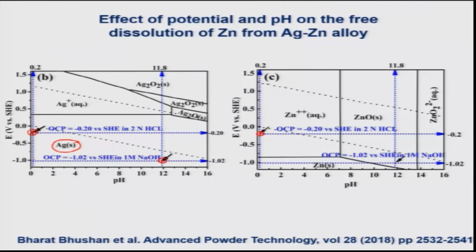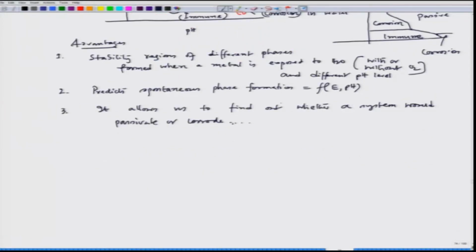definitely corrode. But when I go to this point where silver is not corroding as well as it is maintaining immunity, when I look at this point in case of the zinc Pourbaix diagram, it is in the zinc oxide region. So, if it is in the zinc oxide region, then of course, it would like to passivate. So, this information we would definitely get if we carefully analyze our Pourbaix diagrams.